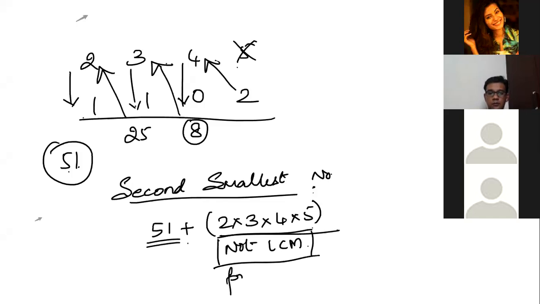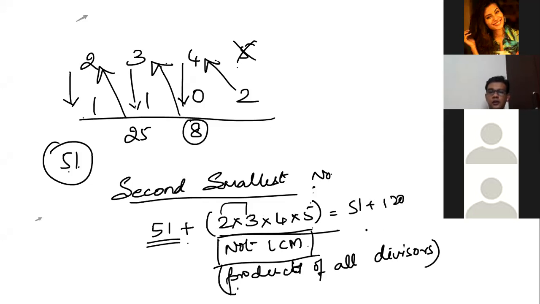It is the product of all divisors. 2 3s are 6, 6 4s are 24, 24 5s are 120. 51 plus 120, 171. That is what the answer was.